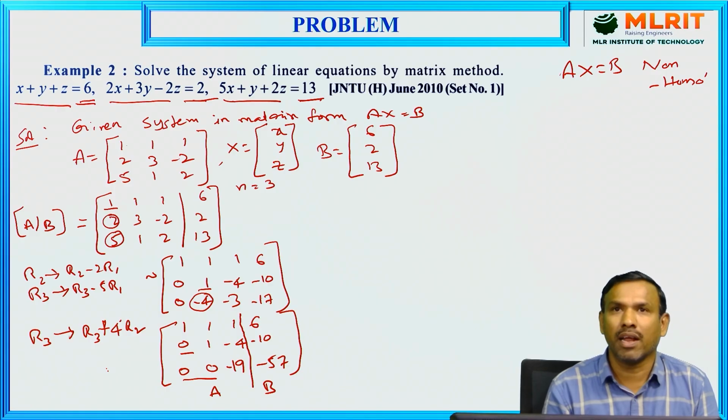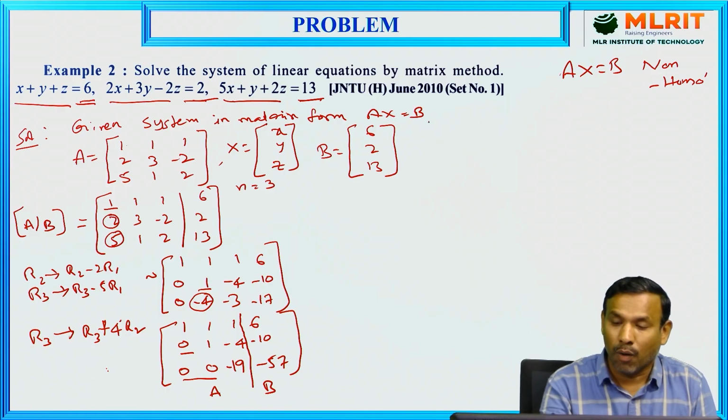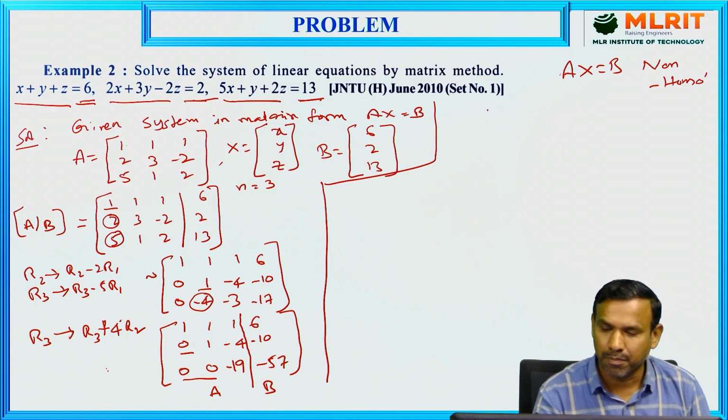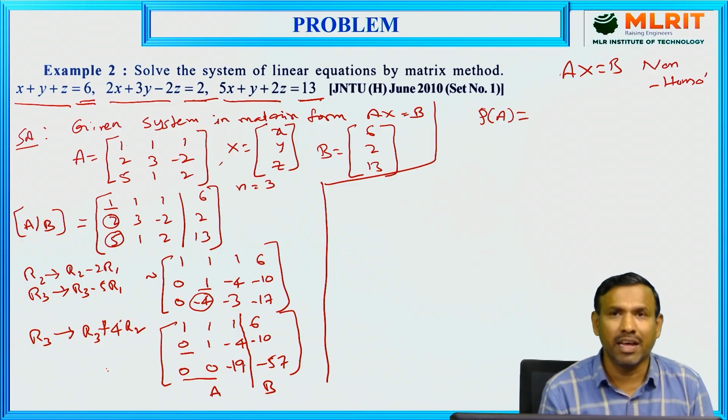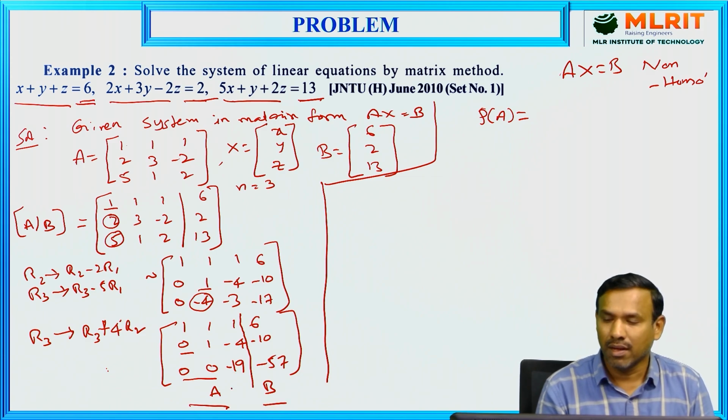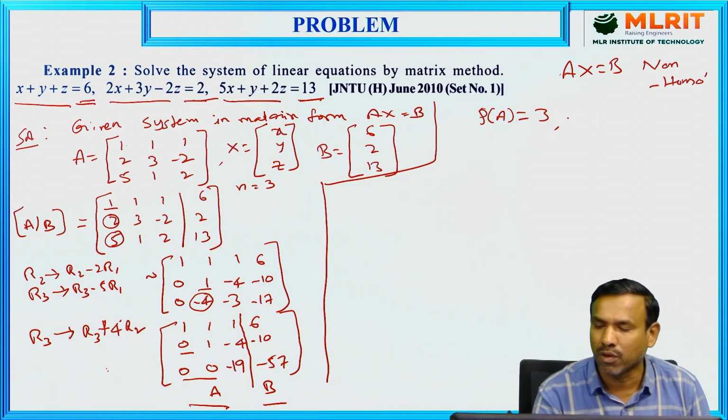Now, we should determine what type of solution exists. That is clearly what we have discussed here. That is the rank of A. Since it is in echelon form, rank of A means the number of non-zero rows: 1, 2, 3. If you consider only the A matrix, the rank of A is equal to 3.